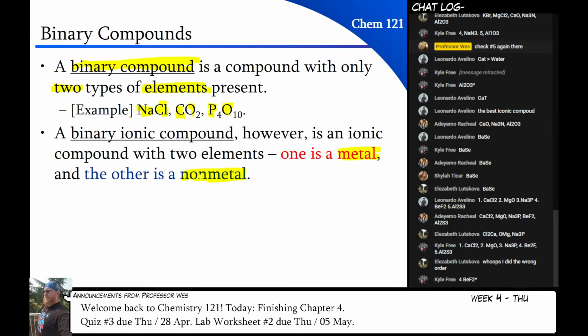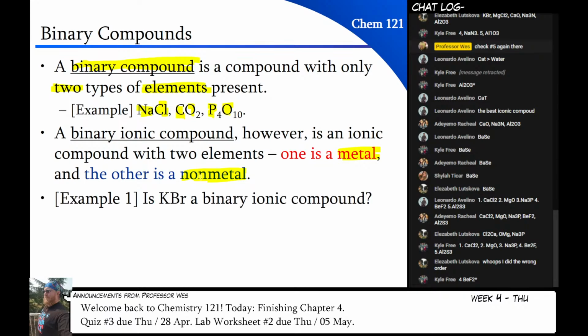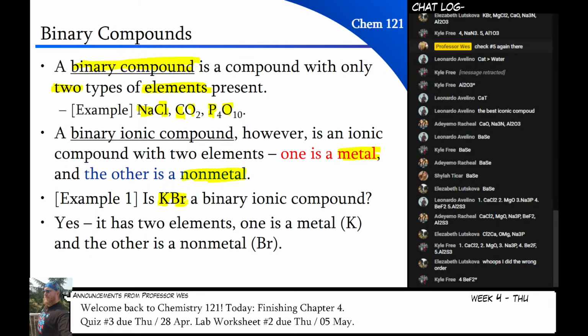So the first check for naming is going to be, is it ionic? Can I use the ionic names in the first place? So here's our first example. Is this an ionic compound? And you want to check, is there a metal? Yeah, potassium is a metal. It's on the left side of the periodic table. Is there a non-metal? Yeah, bromine is on the right side of the periodic table. So yes, it is.